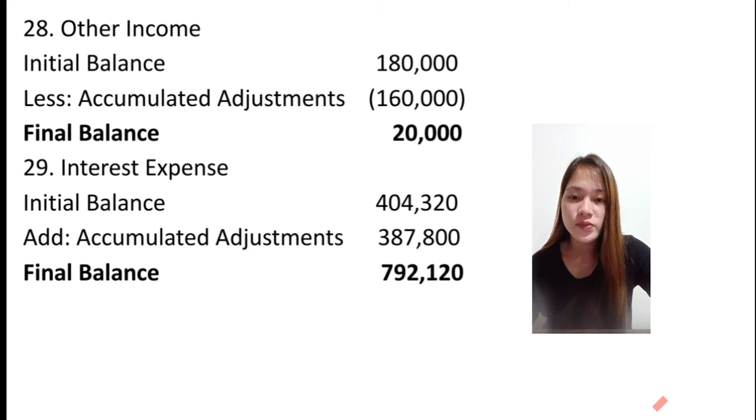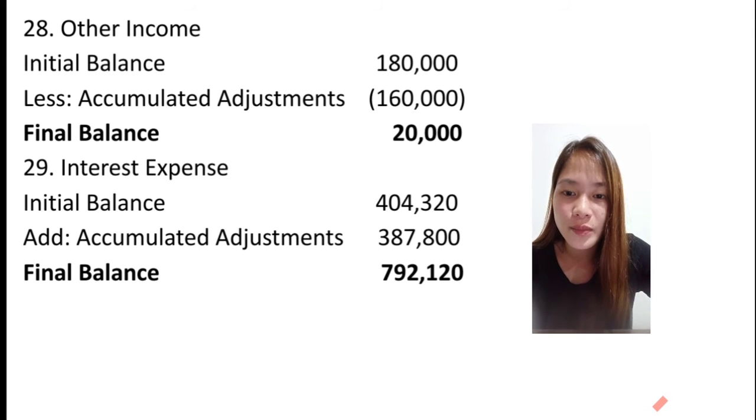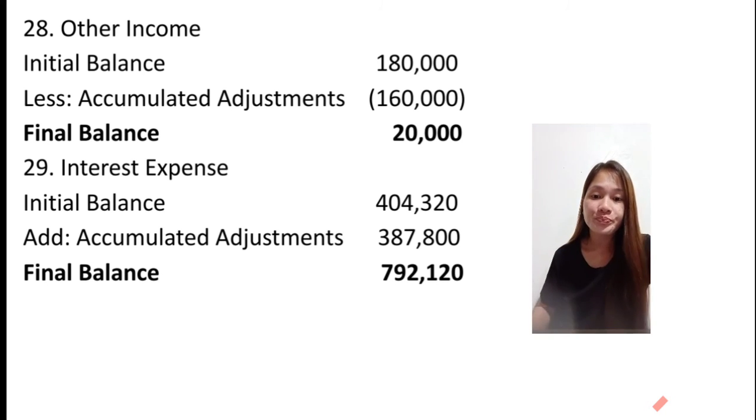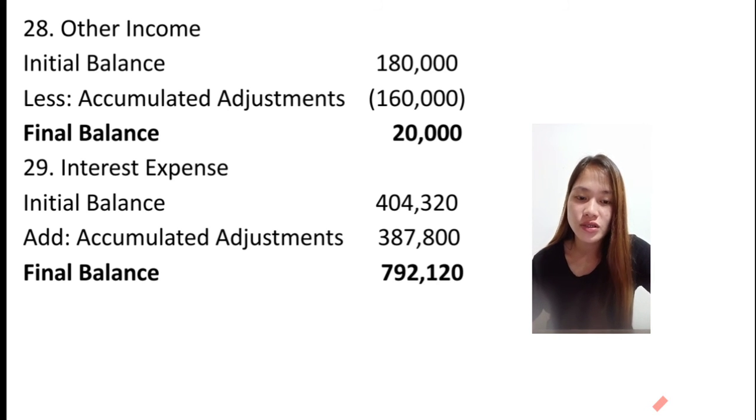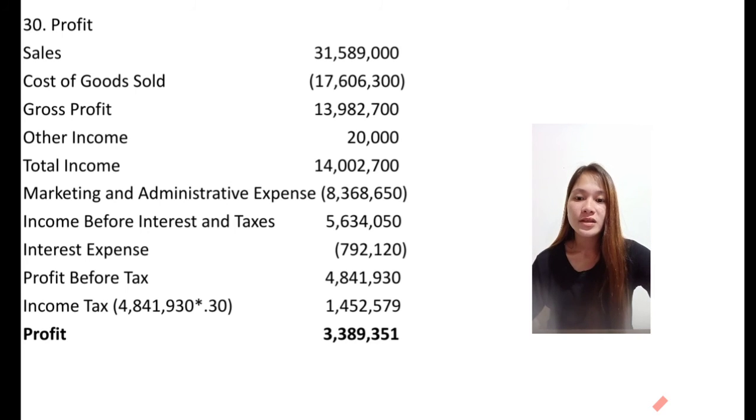Number 28, other income. So the initial balance is 180,000 pesos, subtracted by the accumulated adjustments 160,000 pesos. So our final balance is 20,000 pesos. In number 29, the interest expense. The initial balance is 404,320 pesos, added by the accumulated adjustment 387,800. So the final balance is 792,120 pesos.